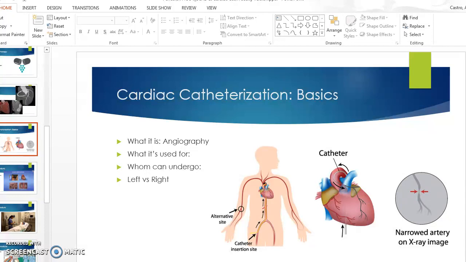It's used for angiography or mapping of the arteries and vessels of the heart. You can use it to diagnose or to do therapeutic procedures. This can be done on all age groups, from little tiny babies that have just been born all the way up to the elderly or the geriatric population. And you can do a left heart catheterization or a right heart. Usually people undergo a left heart catheterization if we're just looking at visualization of the coronary arteries. Right is more so used for diagnostics in babies and for surgical clearance.